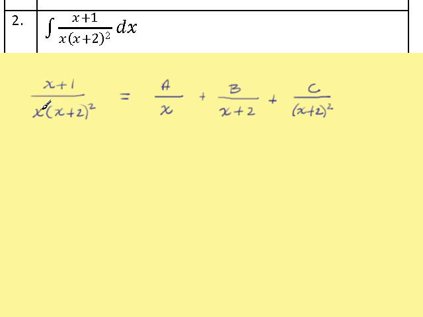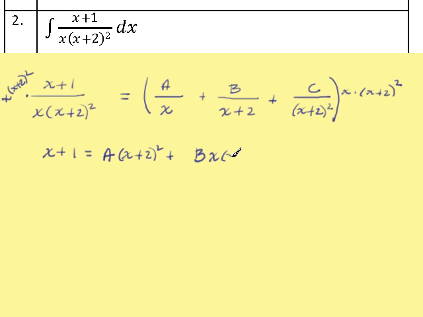And now let's multiply both sides by the denominator, x times (x plus 2) squared, on both sides. So on the left we have this numerator x plus 1. And on the right we have a times, okay, first the x's cancel, so we have a times (x plus 2) squared plus b times, and now the one x plus 2 cancels, so we're left with x times (x plus 2). And now the (x plus 2) squared cancels, so we're left with cx.